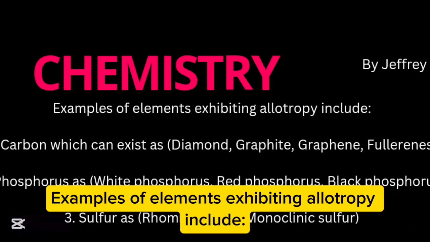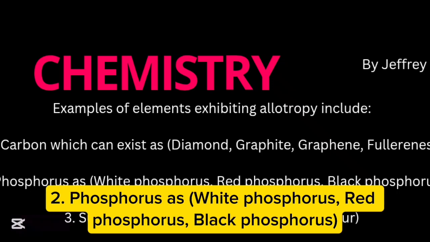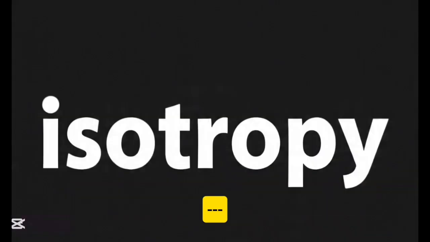Examples of elements exhibiting allotropy include 1. Carbon, which can exist as diamond, graphite, graphene, fullerenes. 2. Phosphorus as white phosphorus, red phosphorus, black phosphorus. 3. Sulfur as rhombic sulfur, monoclinic sulfur.